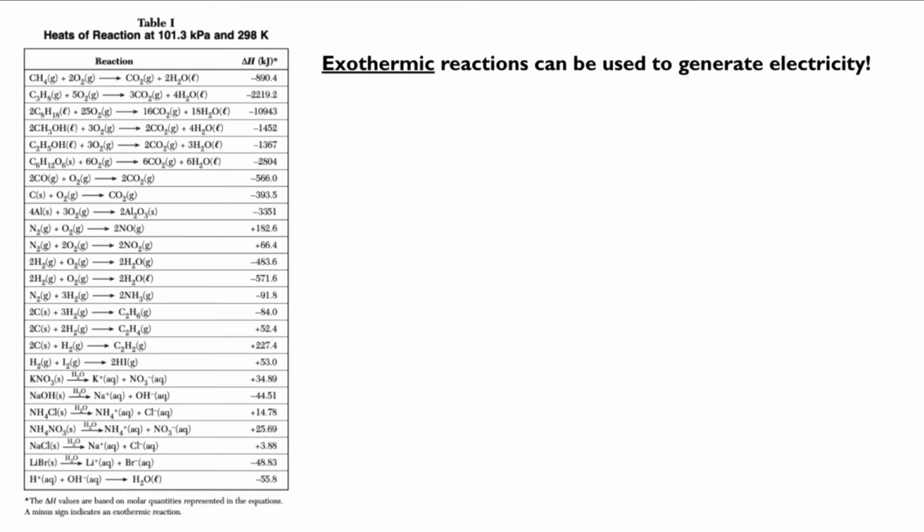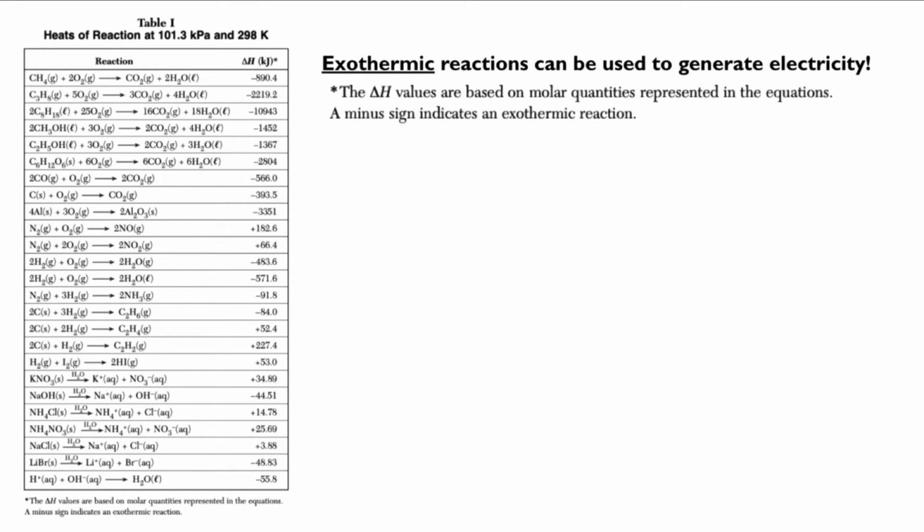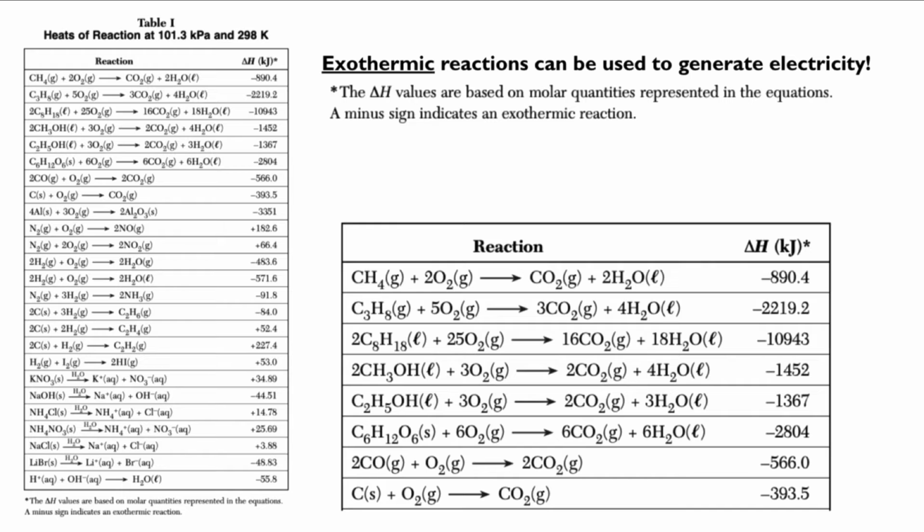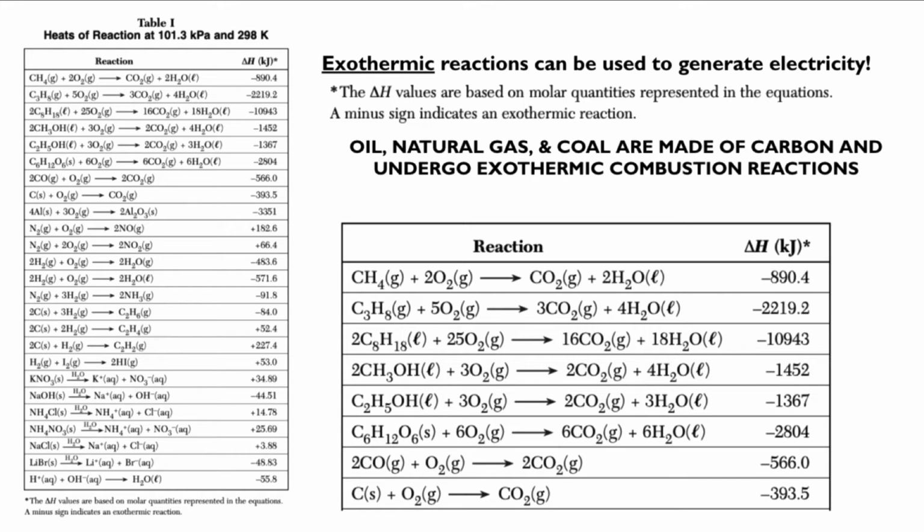If we look at table I and we notice the note at the bottom that says the delta H values are based on molar quantities, a minus sign indicates an exothermic reaction. Remember, an exothermic reaction releases energy to the surroundings. Traditionally, humans have harnessed exothermic reactions to generate electricity in power plants, particularly power plants that use steam, heated up water, to turn a turbine. The most common thermal power plants, or power plants that use boiled water to turn a turbine, are those that burn fossil fuels. So oil, natural gas, and coal are made of carbon, and they undergo exothermic combustion reaction.